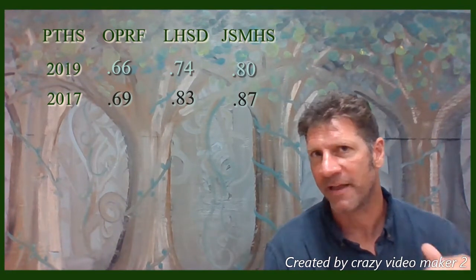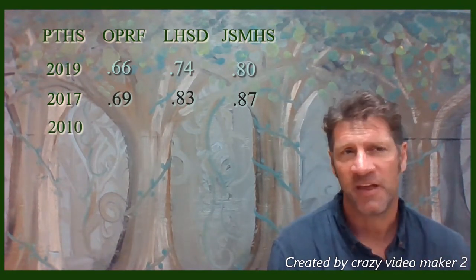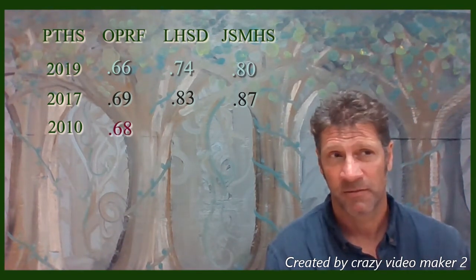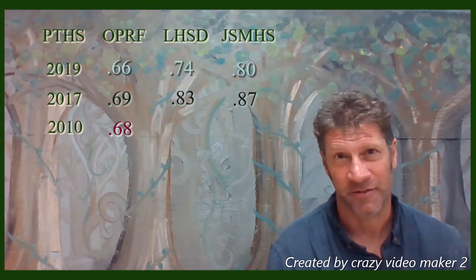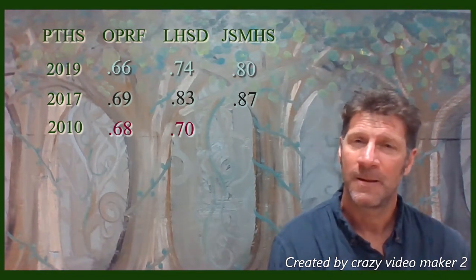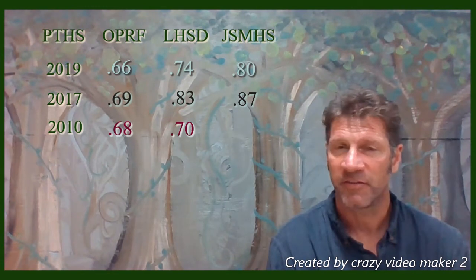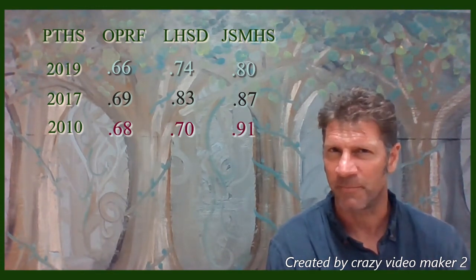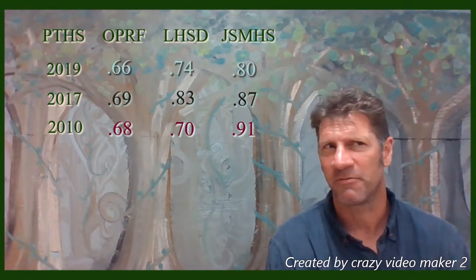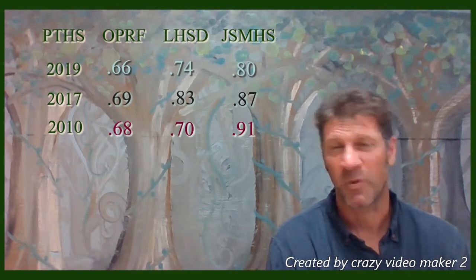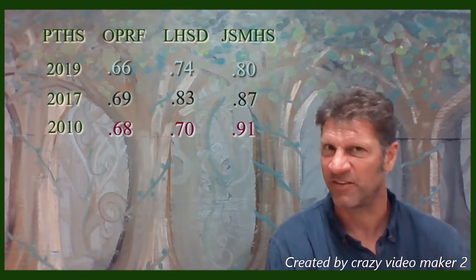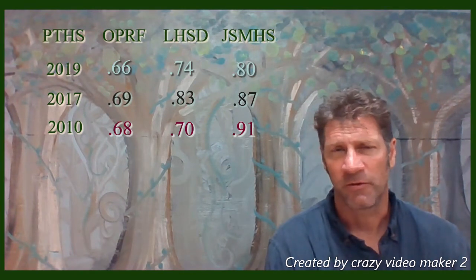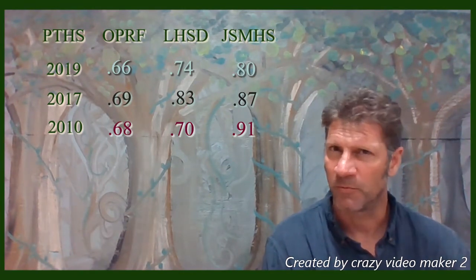Let's go a little further back in time to 2010. In 2010, the OPRF numbers were really similar. They're earning $1. The Proviso teacher's earning 68 cents. The Leyden number's a little wonky. They're earning $1. The Proviso teacher's earning 70 cents. The Morton one, they're earning $1. The Proviso teacher's earning 91 cents. So we can see here, at least relative to Morton, that Proviso was a little bit more competitive in 2010. Quite a bit more competitive than now, because now we're 80 cents on the dollar, and 10 years ago it was 91 cents on the dollar.